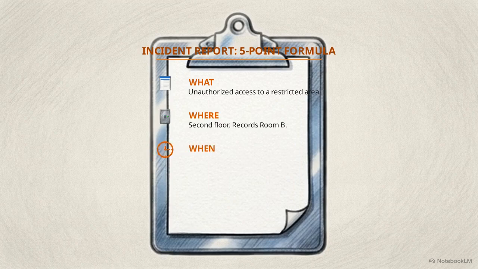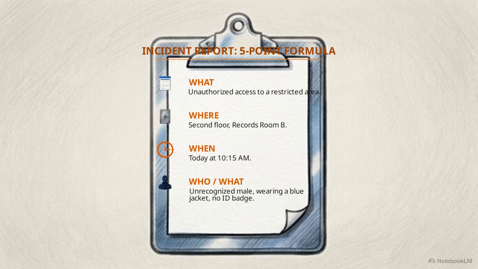Point 3 is when it happened. Vague timeframes make tracking difficult. Log the exact timestamp of your observation. Today at 10:15 a.m. Point 4 is who or what was involved. Provide factual, physical characteristics plainly, without injecting bias. Unrecognized male, wearing a blue jacket, no ID badge.